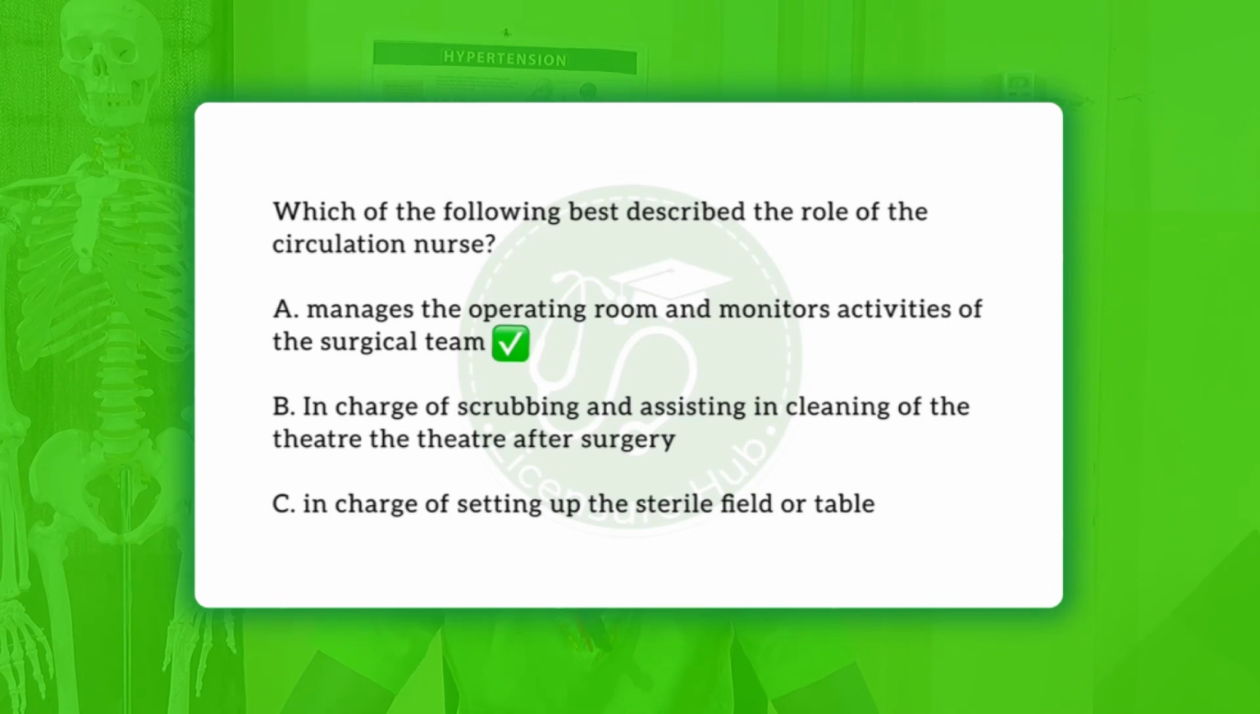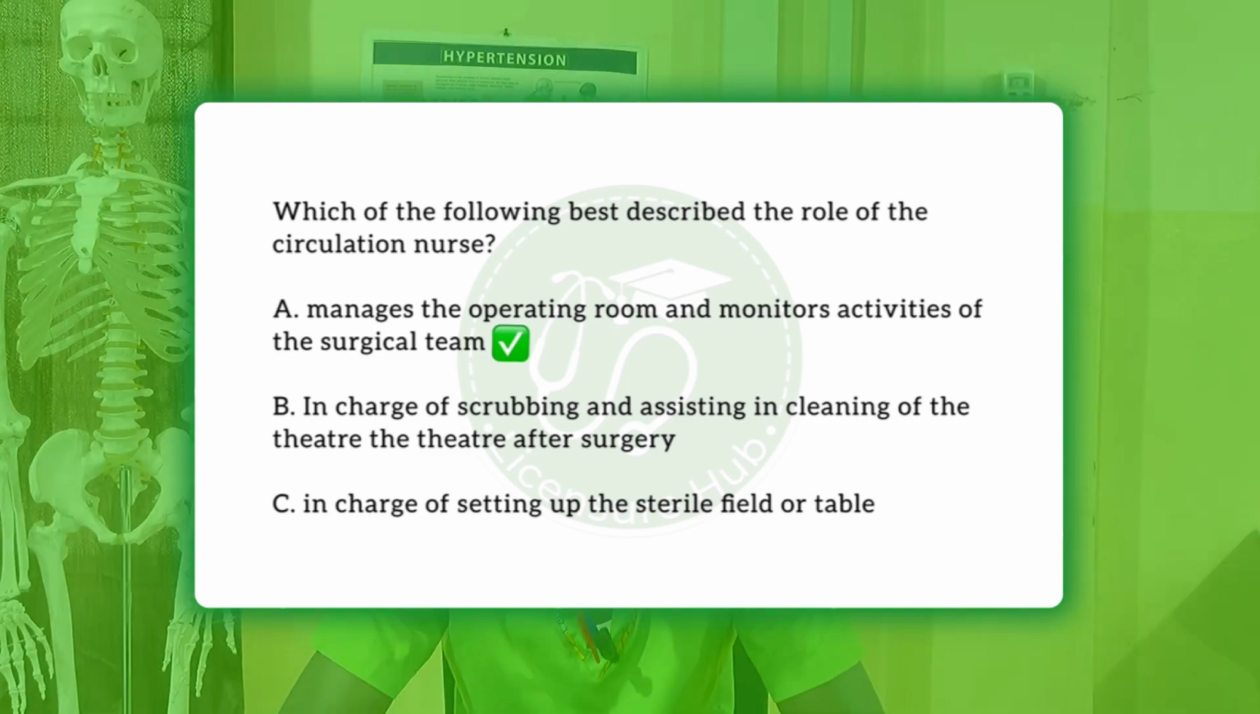From this explanation, let us quickly look at the question back on the screen. They are asking which of the following best describes the role of the circulating nurse. You will see that option A says manages the operating room and monitors activities of the surgical team. From all the options, that is the best definition of a circulating nurse, as the circulating nurse will manage the operating room and ensure that the surgery going on is carried out safely as a function of the circulating nurse.